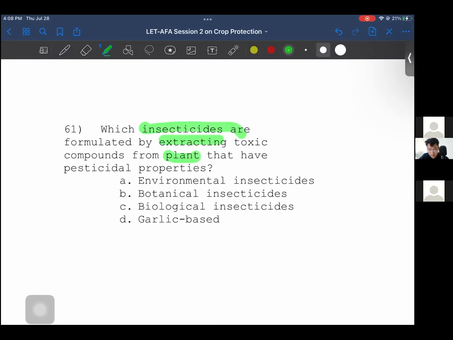So, plant, botany, botanical insecticides. The answer is botanical insecticide. So, always look for keywords, most especially kapag hindi natin alam, kasi there are things that we can review. There are things that are needed to be reviewed. Like for example, kailangan mong alamin na, is this a technical term? And kapag sobrang technical ng term, kailangan talaga siya reviewin. Pero there are also items, and I'll say a lot of items, that can be answered using context clues. And that is a skill that we need to develop for examinations. Ayan. So, plant, botany, botanical insecticides. Look at those connections.